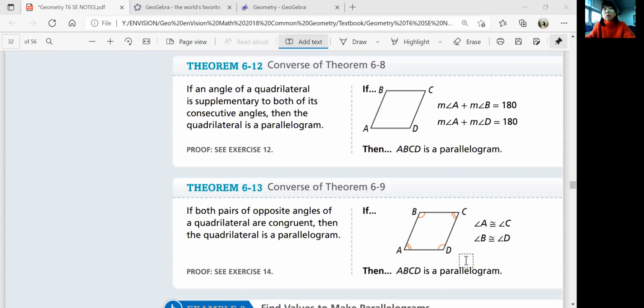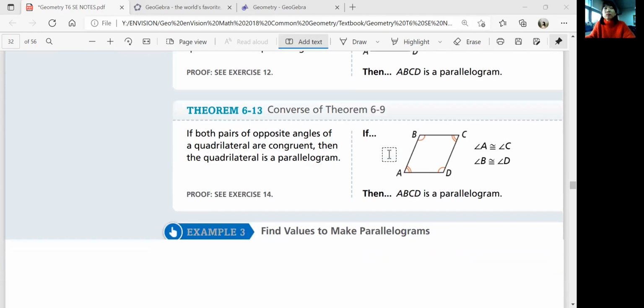All right, so we got more theorems here. Converse of Theorem 6-8 says if an angle of a quadrilateral is supplementary to both of its consecutive angles, then the quadrilateral is a parallelogram. And if both pairs of opposite angles of a quadrilateral are congruent, then it's a parallelogram. So these two conditions we looked at in the explore section, right? These are the conditions we needed to have for quadrilateral 3, remember? And these are going to make a parallelogram.